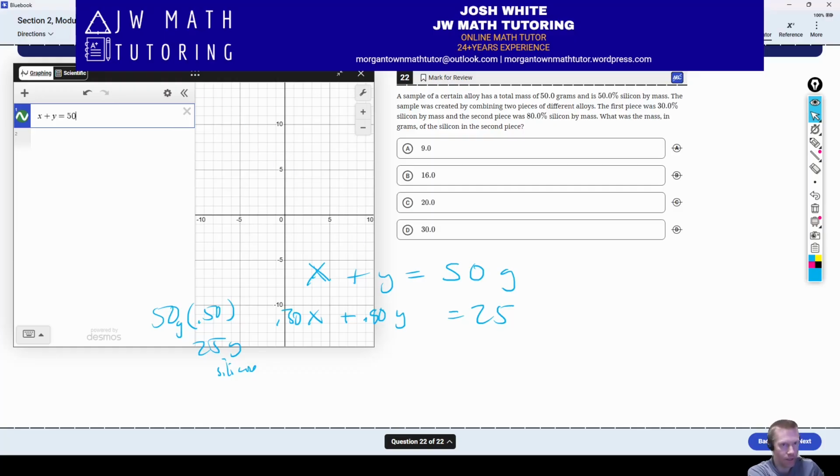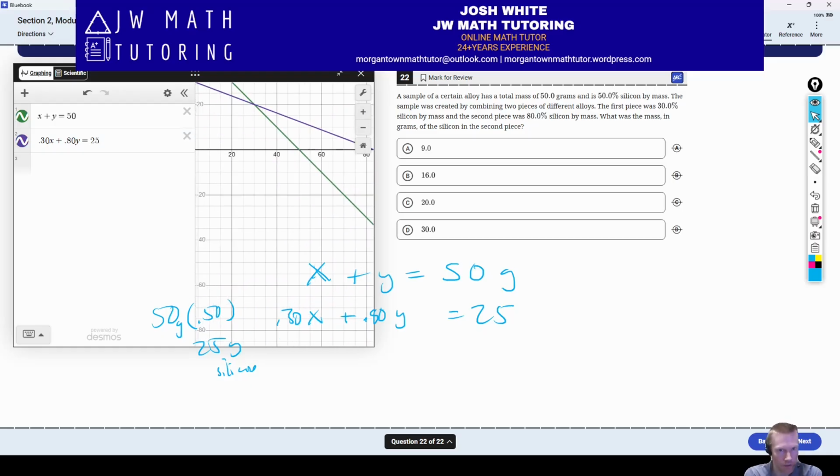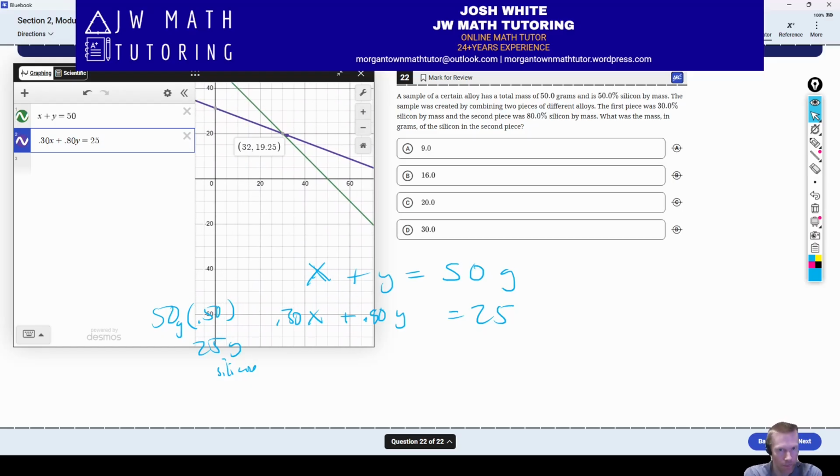So I can just type in this. I'm looking for the intersection of these two lines. All right, there it is. That's my solution point right here. So it's 30, 20. That means I use 30 grams of the first one and 20 grams of the second one. So x equals 30, y equals 20.